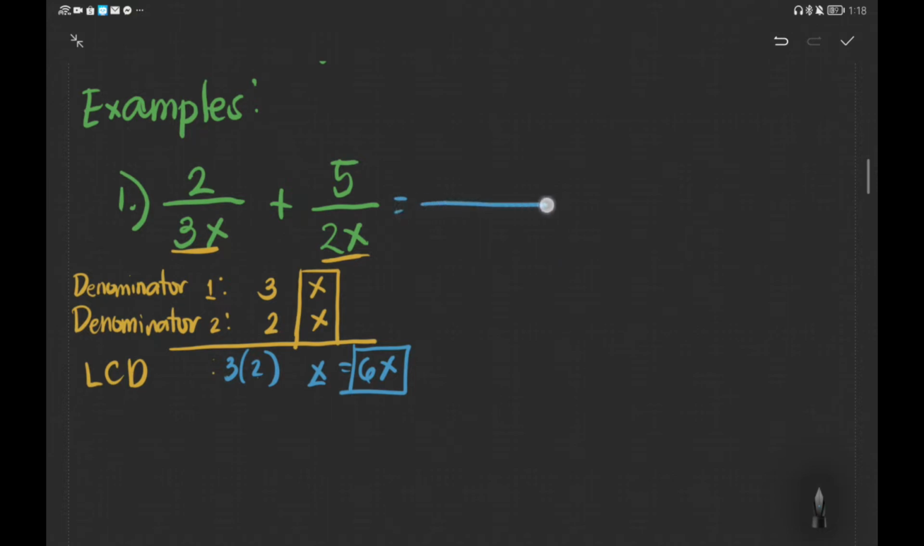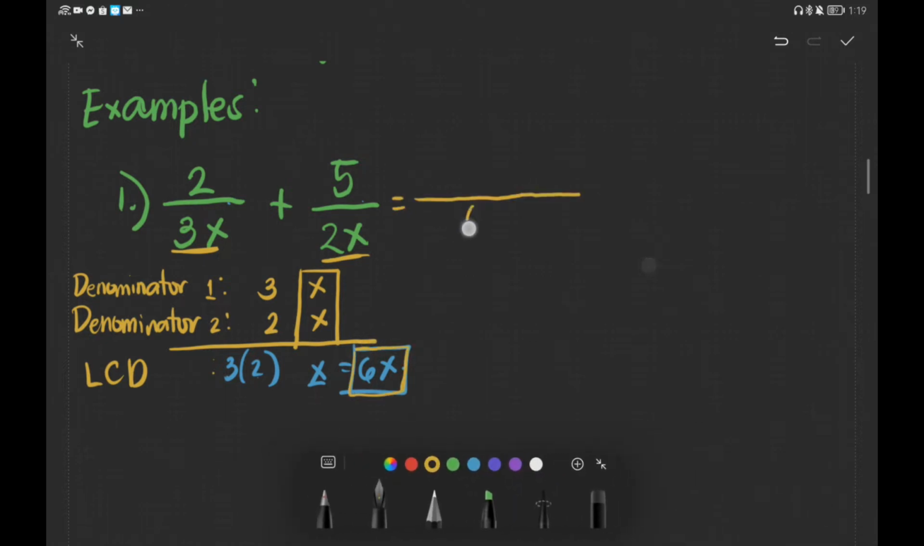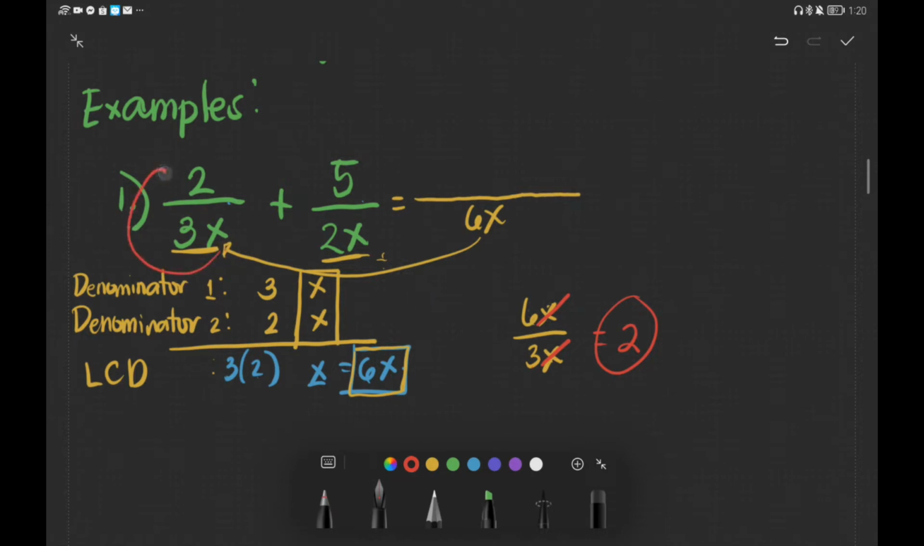Kung makuha na si LCD, what we are going to do is to multiply 6x sa duha. So we write 6x here, tapos i-divide na si 6x sa denominator 1. So that is 6x divided by 3x. Parehas silang x, we can cancel that out. Nabilin 6 divided by 3, that is 2. Tapos si answer nga 2, i-multiply na dira sa taas. 2 times 2, that is 4.